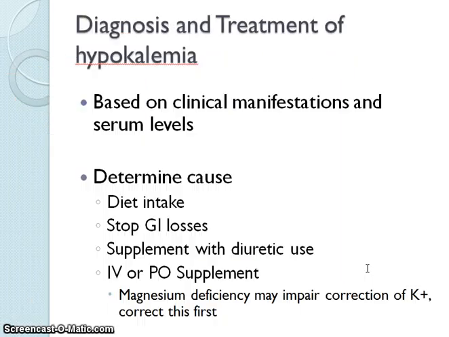Alright, treatment of hypokalemia, we have to treat the clinical manifestations. If we have cardiac changes, that's our biggest concern, right? And we have to regulate their serum levels. To determine the cause, do they need better nutrition or dietary intake, stop GI losses, so give them antiemetics, antidiarrheal medications. We can supplement them with potassium if it's from diuretic use. They may need IV or PO supplements. If they have a magnesium deficiency, we may need to also correct that because magnesium and potassium tend to correlate to each other.